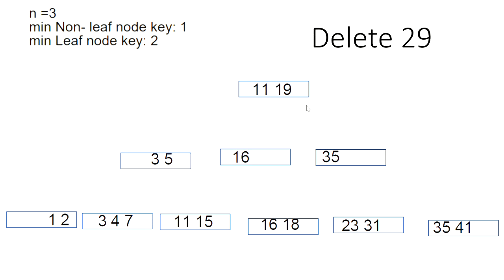Your root node can have, it's not a necessity that it should just have one element in the node, but your root node can have more, as long as it follows the n equal to 3 rule, it should be fine. This is the final tree that you're left with.